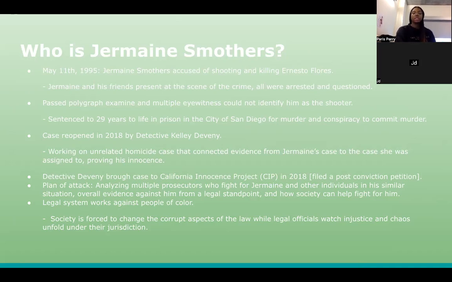Throughout this presentation, I'm going to be analyzing the multiple prosecutors who continue to fight for Jermaine and his freedom, and also others who are in the same predicament that he is in, the overall evidence used in the trial, the overall evidence about the scene of the crime, and how society can continue to help him through just signing a petition. The legal system, which is something that more often than not people of color are afraid of, constantly works against us, and society is forced to change this through the corrupt aspects of the law, while legal officials are just sitting by and watching injustice unfold under their jurisdiction, which is something that we're going to have to change ourselves.